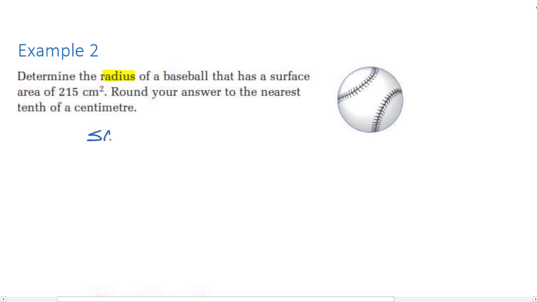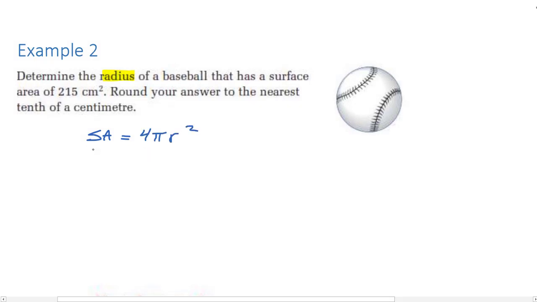So let's think this through here. Let's start with our formula. Surface area is 4 times pi times the radius squared. Now, we know the surface area. They're telling us the surface area is 215. They want us to work backwards and solve for the radius. So remember, how do we do this? We want to isolate the r. That's the thing we want to isolate.